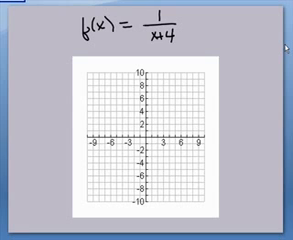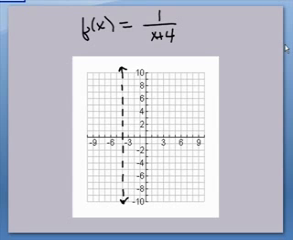The domain on this one is everything except negative 4, because we can't divide by 0. So at negative 4 then we are going to have an asymptote. So what we're going to do is go ahead and draw that in. So we're going to do a dashed line. So our function never crosses a vertical asymptote.